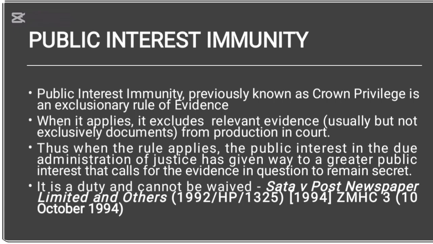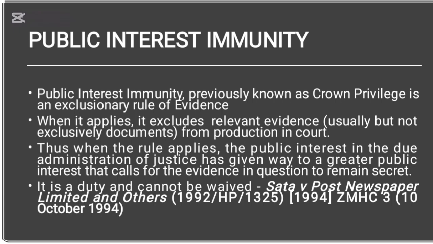So now that we have a general understanding of what discovery is, we can jump into public interest immunity. This was previously known as Crown privilege, and it's an exclusionary rule of evidence. This is a legal principle that allows the government or public authorities to withhold certain documents or information from disclosure in legal proceedings, like if revealing them would harm the public interest.